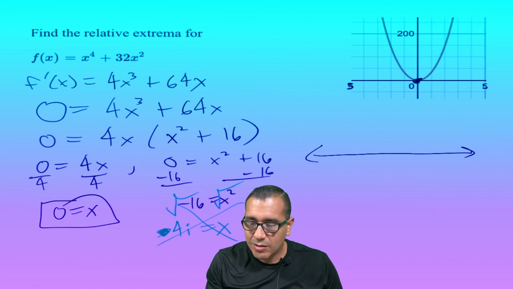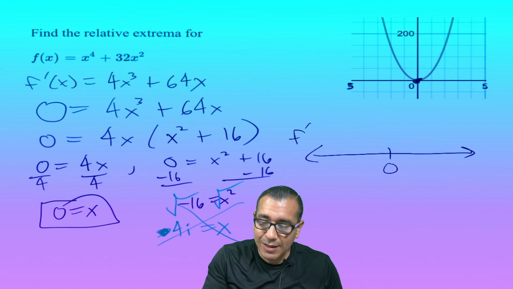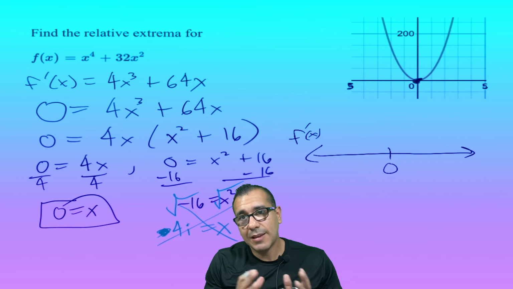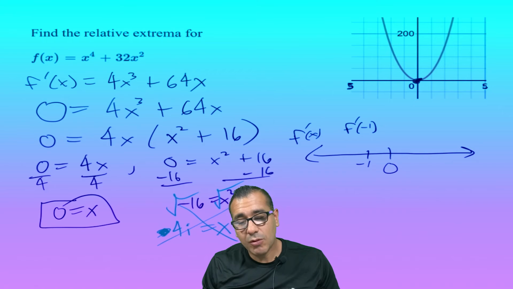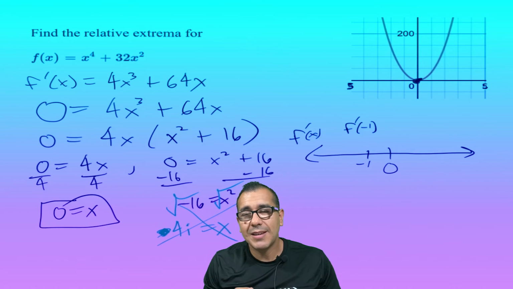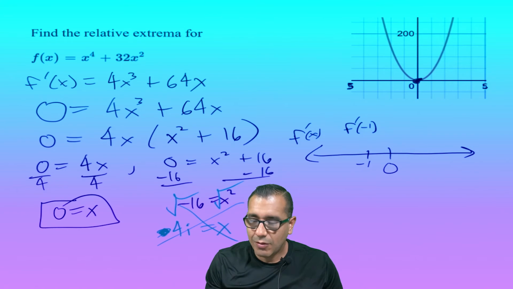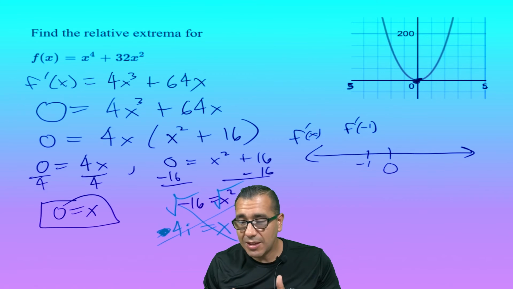So what I'm going to do is use the sign test that we've been looking at, and I'm going to plug in. I'm going to look at f prime, and I'm going to do some test points. I'm going to look at a point to the left of 0, and a point to the right of 0. So let me plug in -1. So I'm going to find f prime of -1. And just like we did before, the only thing I'm interested in is the outcome. Is my outcome positive or is it negative? If it's positive, I know my function is increasing. If it's negative, I know my function is decreasing.